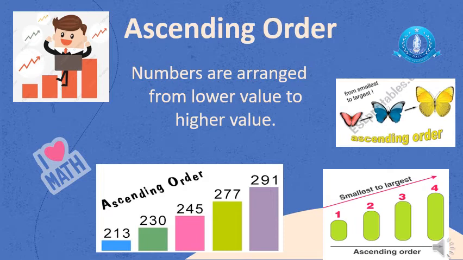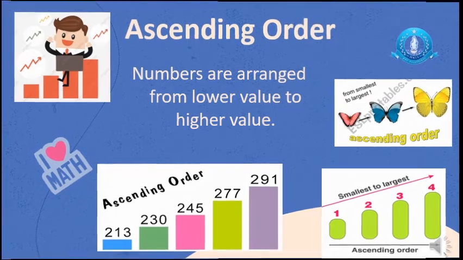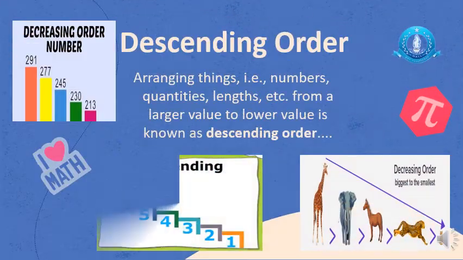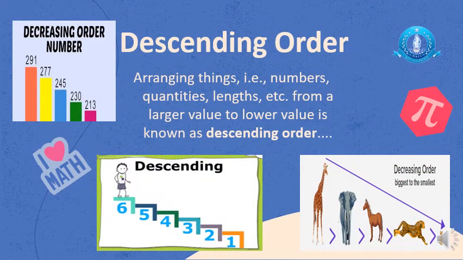Let's see what is descending order. Descending order. First thing is, descending order is opposite of ascending order. Now let's see the definition. Arranging things like numbers, quantities or length from the larger value to the lower value is called descending order. When we arrange anything or number from higher value to the lower value, from big number to small number, it will be descending order.